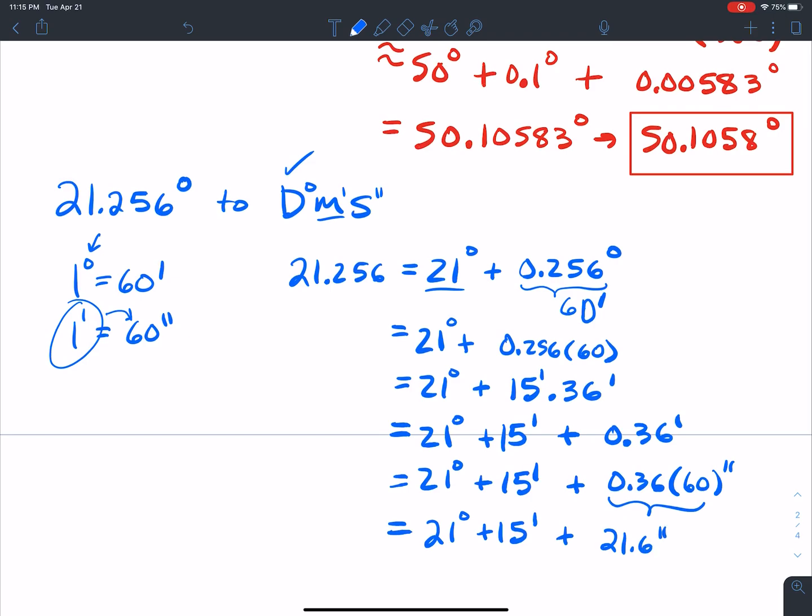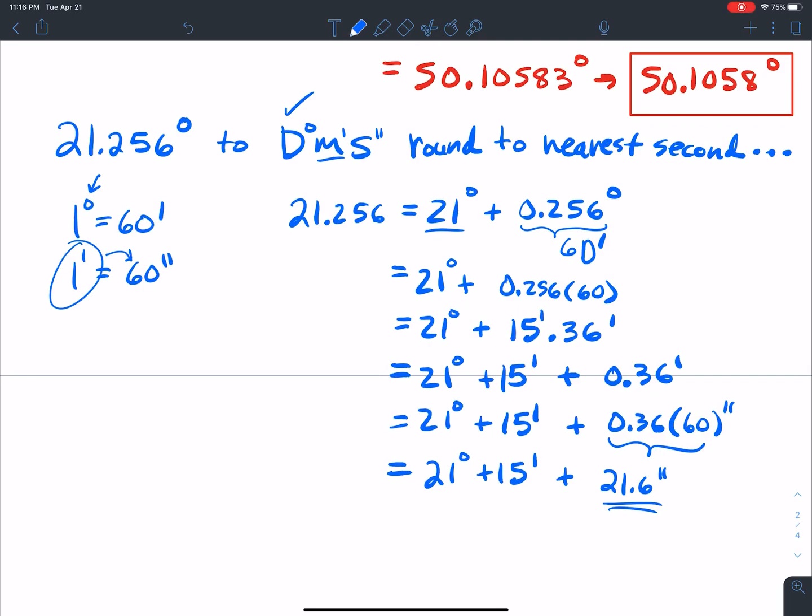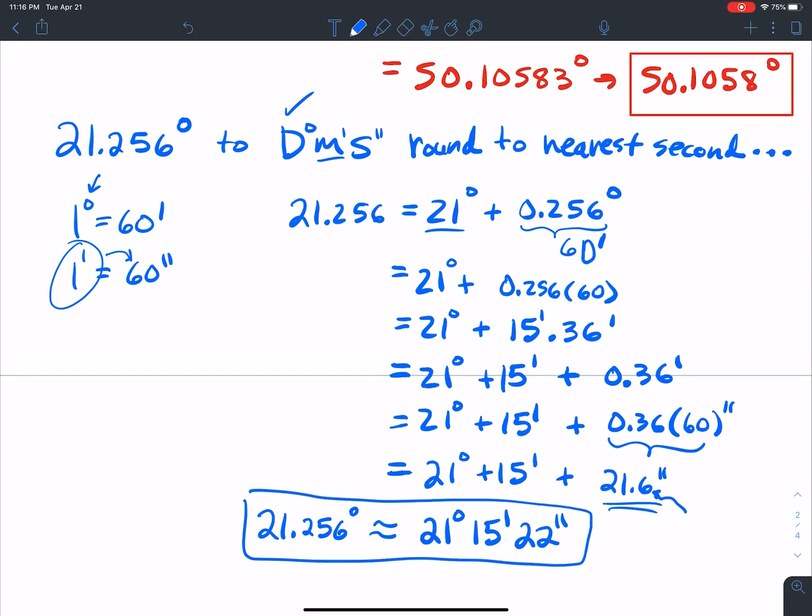All right, so if I'm going to round, so maybe I'm going to round to the nearest second. How do I round to the nearest second? Well, 5 or more, raise the score. 4 or less, let it rest. Since it's a 6, it's 5 or more. I'm going to raise it from 21 up to 22. So my answer is 21 degrees, 15 minutes, and 22 seconds. So that's approximately what this decimal form converted to degrees, minutes, seconds will look like.